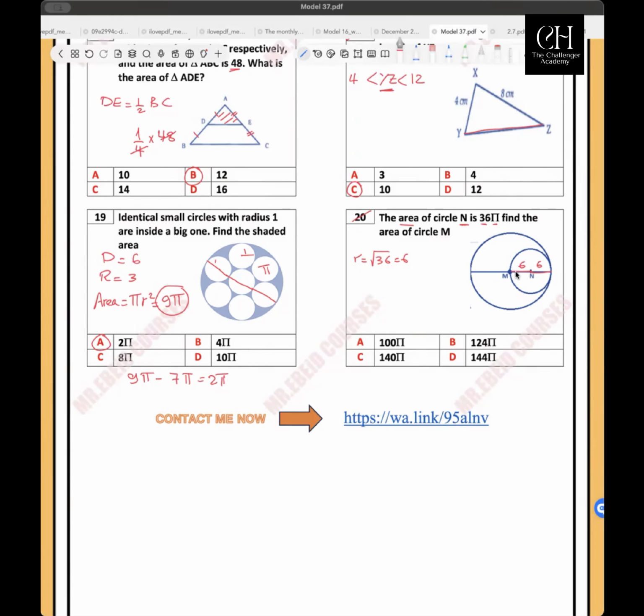So the diameter of N is the radius in the biggest circle, which is circle M. So the radius of M equals 12. And as we said before, the area equals pi r squared. So it's pi times 12 squared, which equals 144 pi.